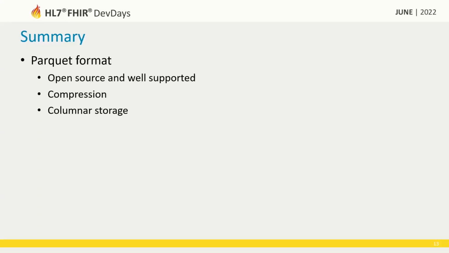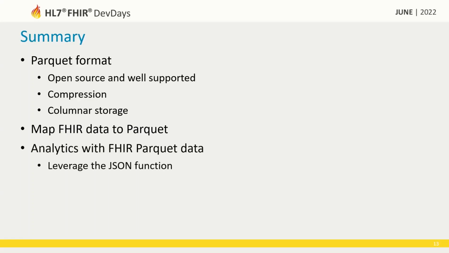Let's do a summary. Parquet format is an open-source format, and being well supported by different platforms. It has compression and column storage features. You can efficiently do analytics works on it. To map FHIR data to Parquet, you need to handle some gaps, and define the Parquet schema. Then load and write data to the disk in Parquet format. When you do the analytics task with FHIR Parquet data, you can use different platforms and leverage the JSON functions if you store some field as a JSON string in Parquet.